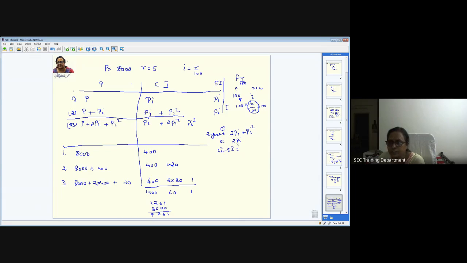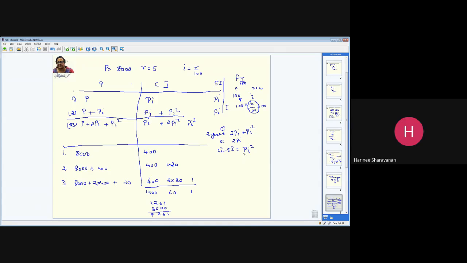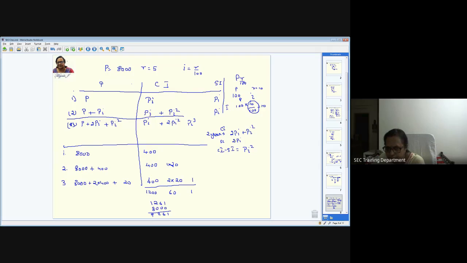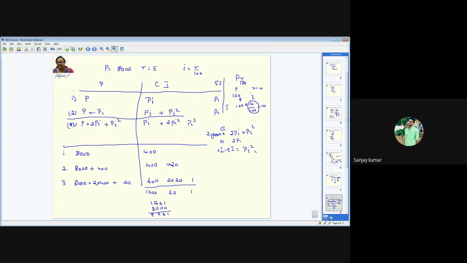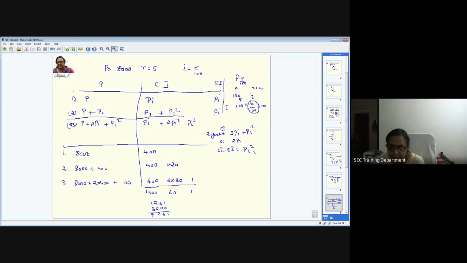When you come to simple interest, it is 2 PI. So when you take the difference of these two, somebody said, who was that? Sanjay, good. That is 2 PI, and this 2 PI will get cancelled, and it's going to be only PI square. Is it clear to others?